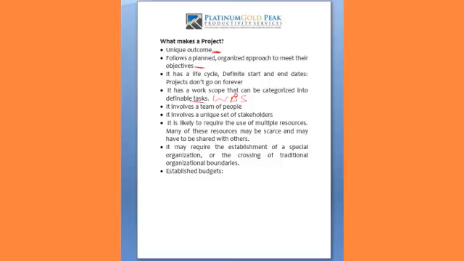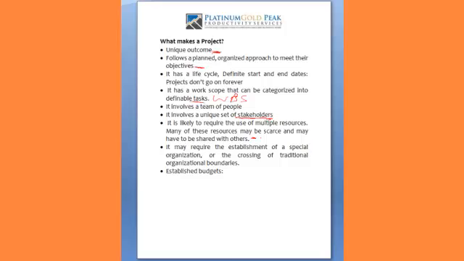Then it involves a unique set of stakeholders. Yes, and of course you need to know the peculiarities of your stakeholders. Stakeholders for project A might not have the same characteristics as stakeholders for project B. So we need to understand who your stakeholders are. And it is likely to require the use of multiple resources. Many of these resources may be scarce and may have to be shared with others in the organization.